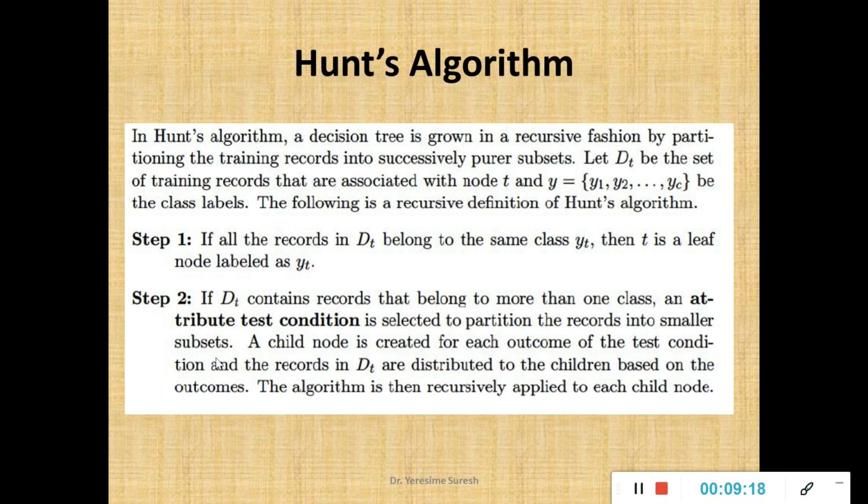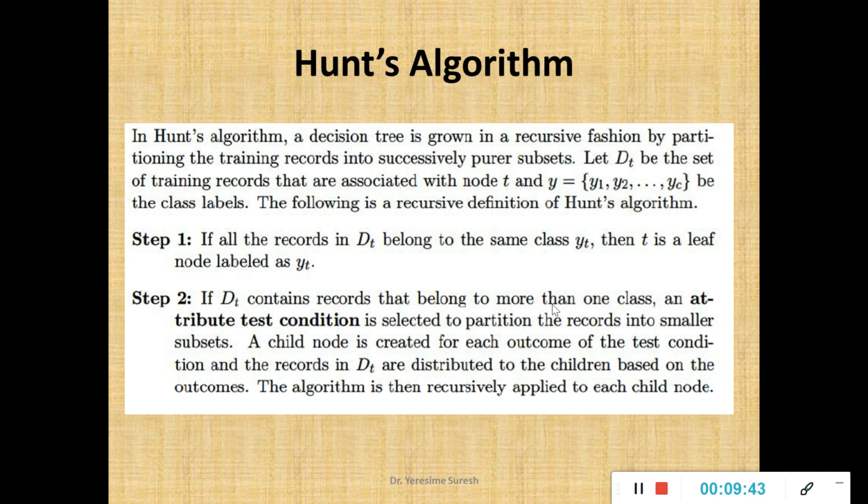So if there is no leaf node possible, I have to split. That's what I call the test attribute condition, and the records in Dt are distributed to the children based on the outcomes. This algorithm is then recursively applied to each child. So basically, if all the instances in your training data set have the same class label, then that will be your leaf node, which is not possible.